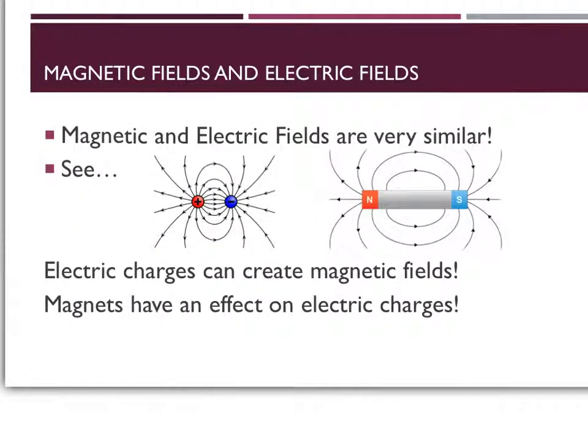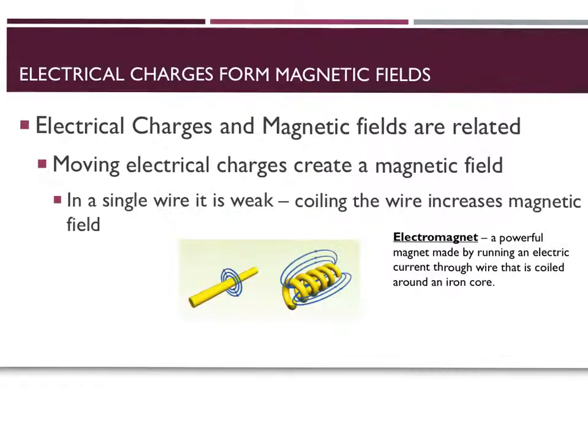Now, magnetic fields and electric fields. Just like magnets, electrical charges also have an area around them where they can affect things or exert force. You can see in the two illustrations that magnetic fields and electric fields look very, very similar. And they are related. They have a very intimate relationship, where electric charges can make magnetic fields, and vice versa, magnets have an effect on electrical charges. So let's get into that a little bit.